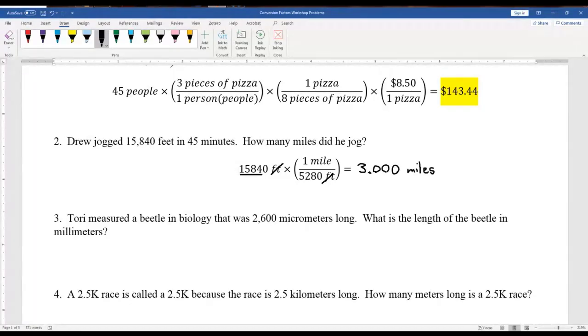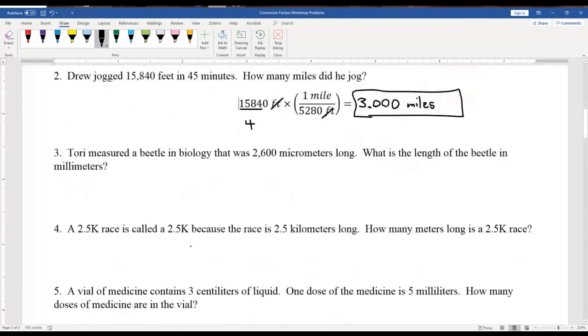Usually the significant figures that you start with are going to be equal to the significant figures that you end with. So I started in this case with 4 significant figures because that last 0 is not significant, because there's no decimal on that 15,840. Started with 4, and so I'm going to end with 4, and 3,000 miles is going to be my answer. Cool. Very good.